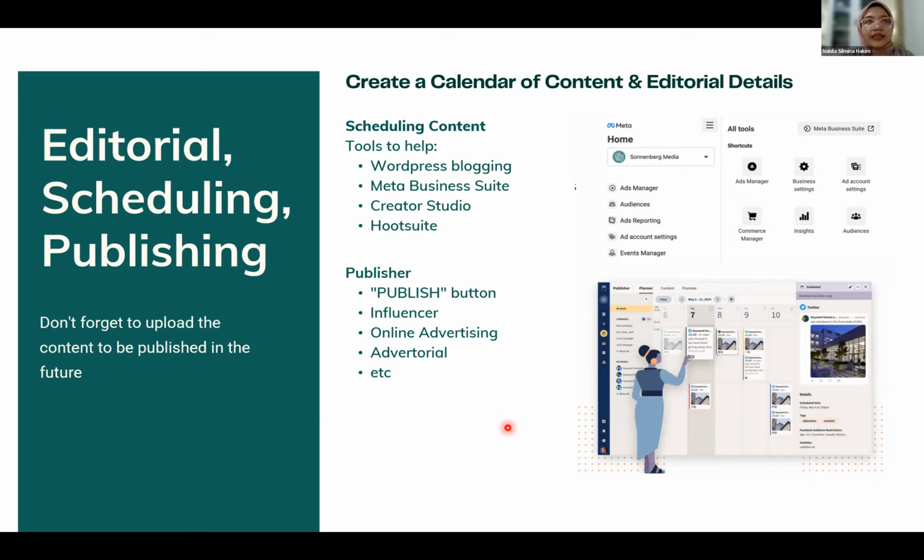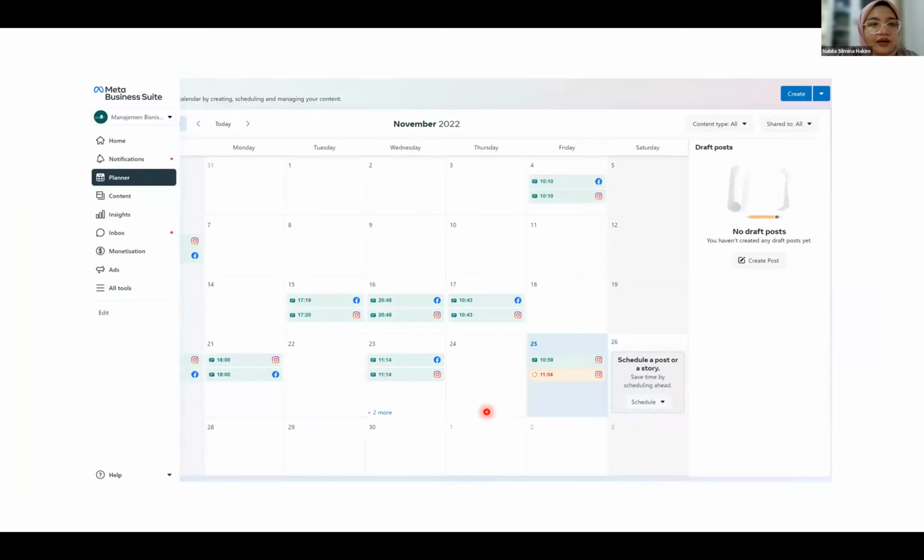Usually in the Meta Business Suite, you just click the publish button there. Or you can use the publisher, for example through online advertising, influencers or advertorials, etc. So this is an example of the interface of the Meta Business Suite. We usually open this website, and there is a create button here. You can choose this button to create or upload your content.